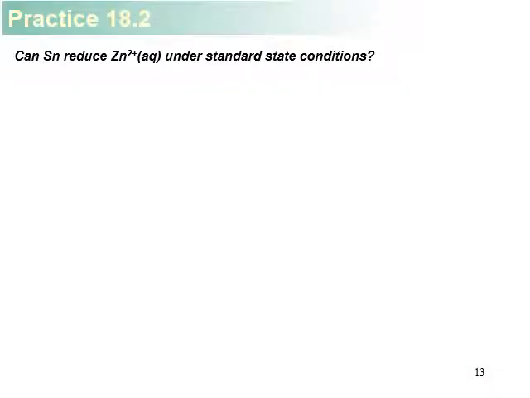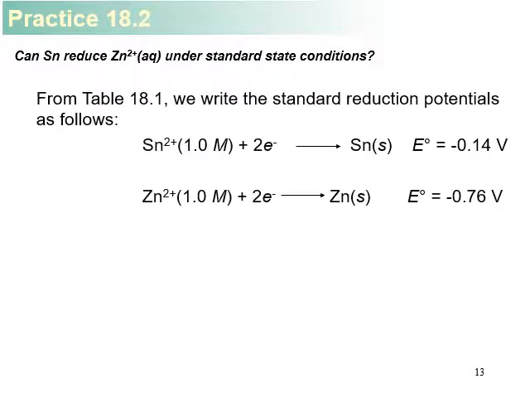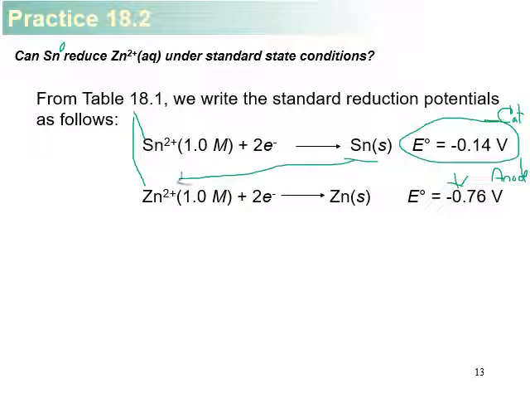So let's ask a question here. Using that table, can tin metal, this is a metallic substance, reduce zinc 2+ under standard state conditions? Well, from table 18.1, you see the positive one, this guy is more positive than this guy is. So this one would act as the cathode. This one would act as the anode. But that's not what's being asked. What's being asked is, can tin metal reduce zinc 2+?